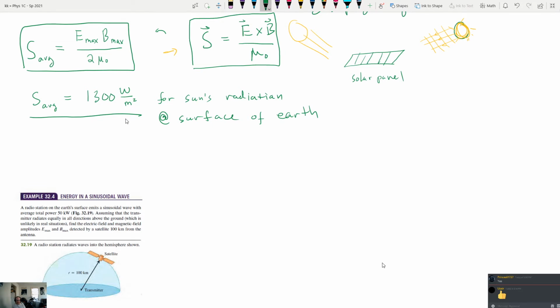We could use it to figure out what size of solar panel you would need to generate enough electricity for a home. We could use it to figure out what the electric field of the radiation coming from the sun is on average, right? So let's do that real quick, just because I think it's relevant. So let's do a really simple calculation.